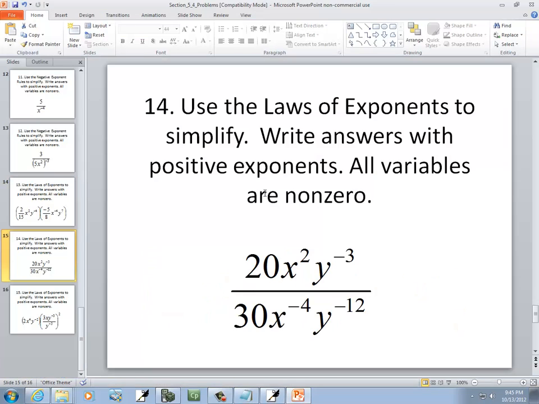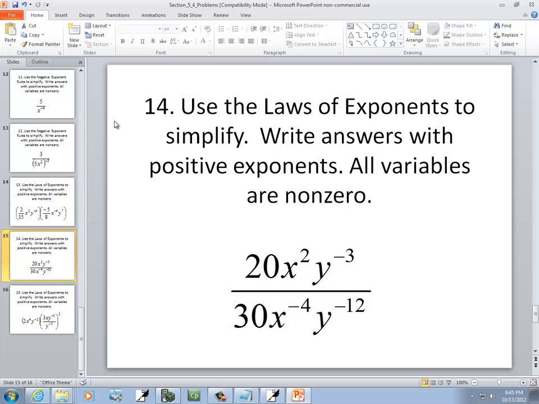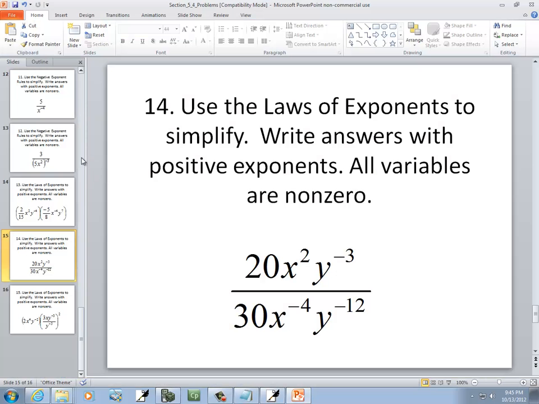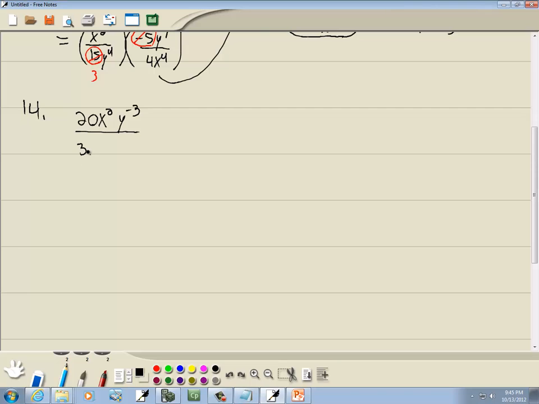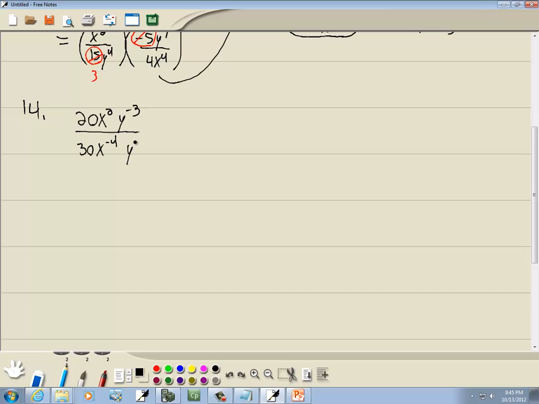Some of these problems start out looking kind of hideous, but you just take it step by step, thinking what you want to get rid of, what you want to do. You know, get rid of negative exponents, combine together x's and y's and things that are alike. Here we got 20x squared y to the negative 3 over 30x to the negative 4 y to the negative 12.